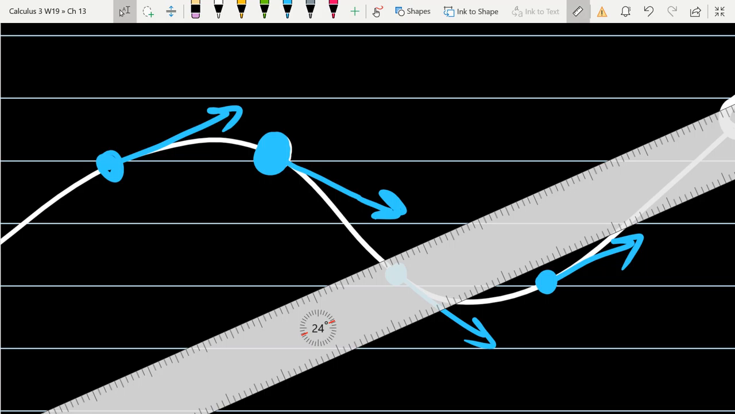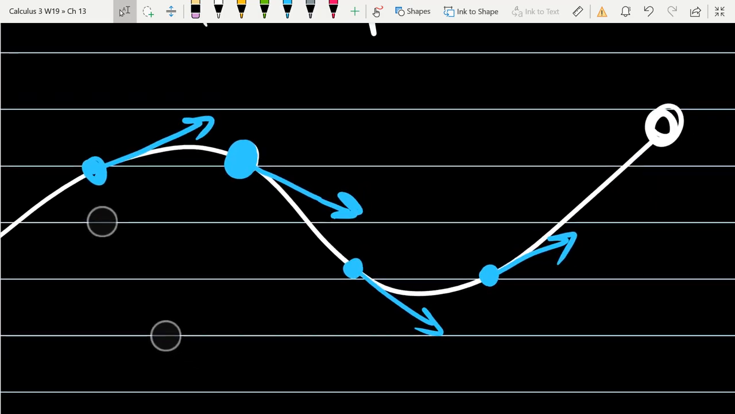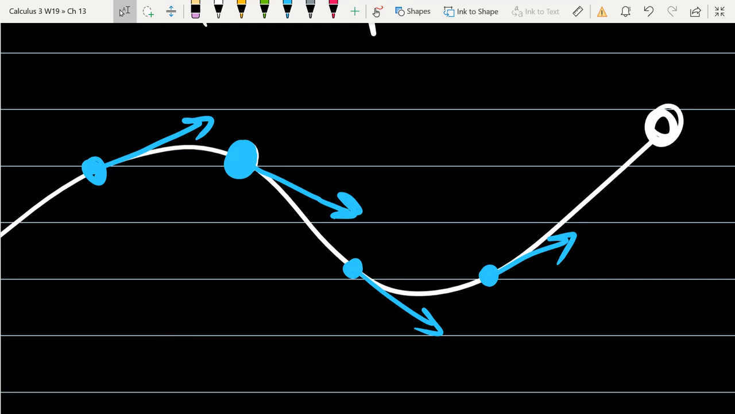The way I drew all of these vectors, it looks like we're traveling at constant velocity, more or less. I drew them all a very similar length. If we were speeding up, they would be getting longer. If we were slowing down, they'd all be getting shorter as we go along.